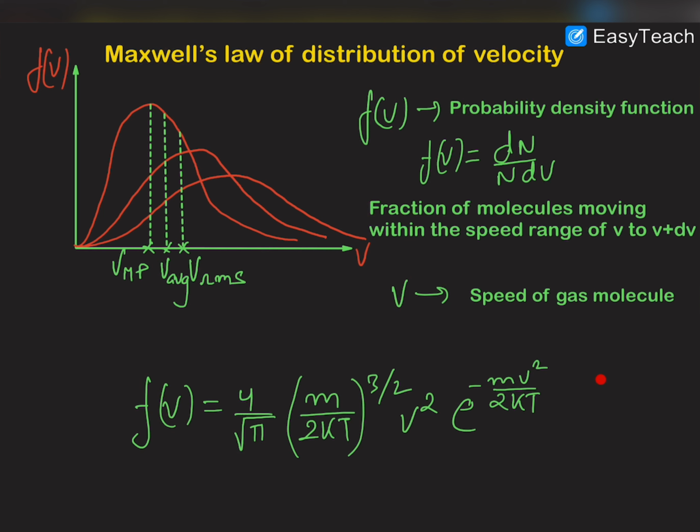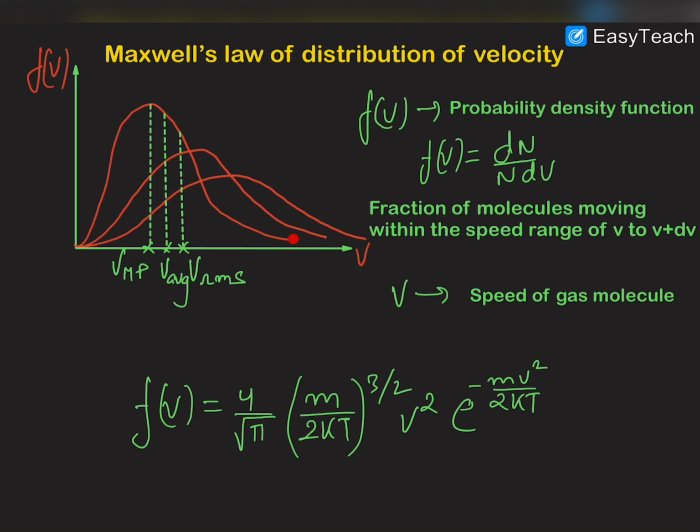derived this conclusion, a mathematical conclusion, that Fv is equal to 4 by root pi into (m upon 2kT) to the power 3 by 2, v squared, e to the power minus m v squared by 2kT. Here m is the mass of one molecule of the gas, k is the Boltzmann constant, and T is the temperature, v is the variable speed of the molecule. So this was the conclusion of Maxwell's graph, and if we talk about a single graph at a single temperature, this was the graph you can see.